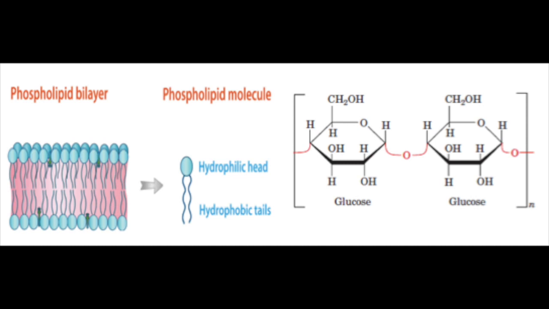On the left is an example of a phospholipid bilayer. The hydrophilic head of a phospholipid molecule faces either the interior or exterior of the cell, while the hydrophobic tails are found in between and are shielded from interactions with water and other polar molecules.